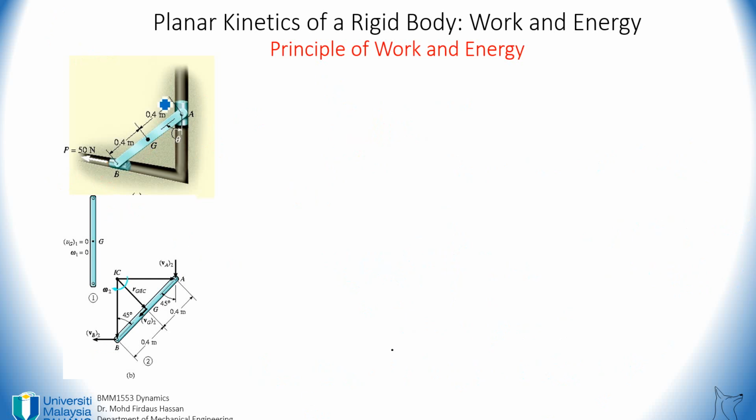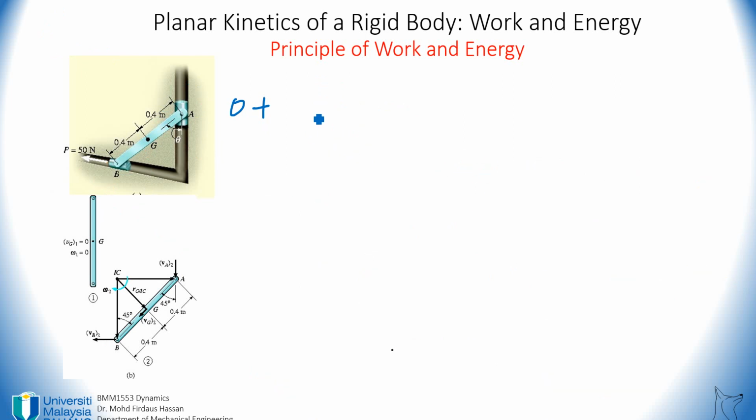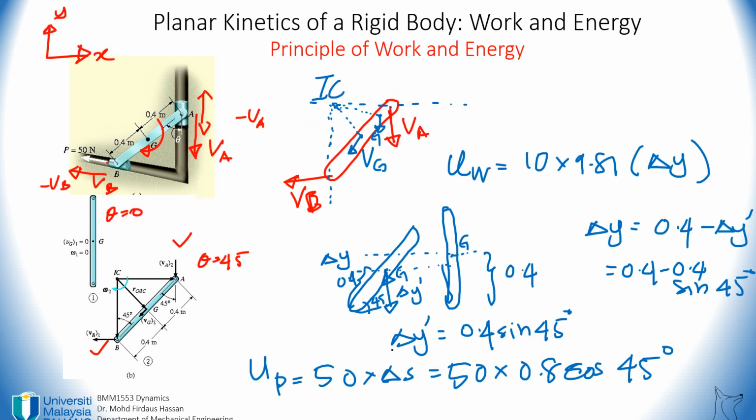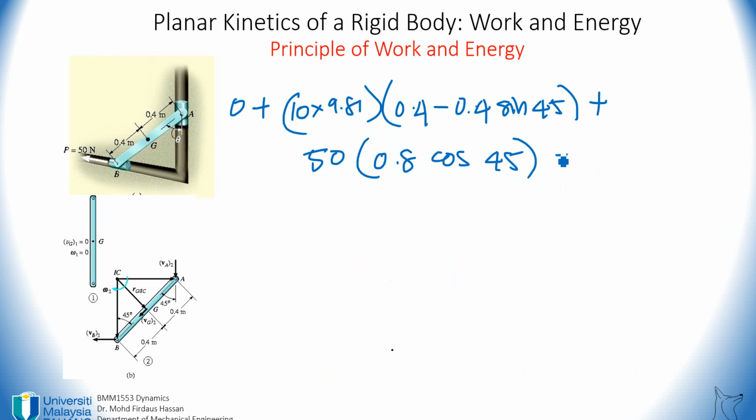So what we can write here: T1 is 0, plus the work done by the weight, 10 times 9.81 times delta y, which is 0.4 minus 0.4 sine 45, plus 50 times 0.8 cos 45, and that is equal to T2.